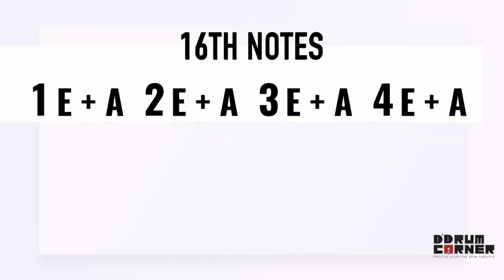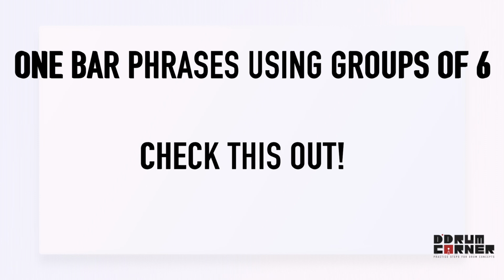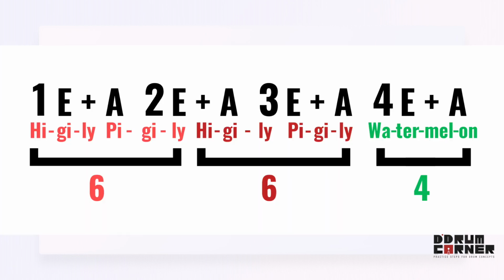One type of rhythm is called groupings, and that's where we break rhythm down into different chunks. 1, 2, 3, the rhythm. 1 E and a 2 E and a 3 E and a 4 E. Now here's a group of 6. Higgly piggly higgly piggly watermelon.